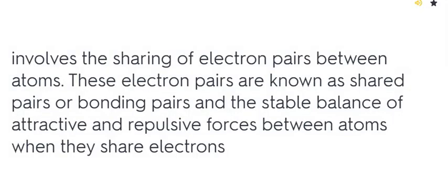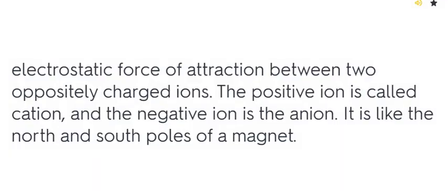Covalent bond: involves the sharing of electron pairs between atoms. These electron pairs are known as shared pairs or bonding pairs, and the stable balance of attractive and repulsive forces between atoms when they share electrons. Ionic bond: electrostatic force of attraction between two oppositely charged ions. The positive ion is called a cation and the negative ion is the anion. It is like the north and south poles of a magnet.